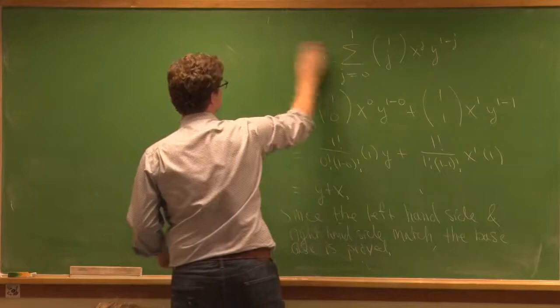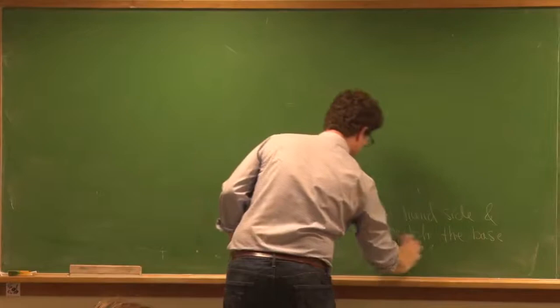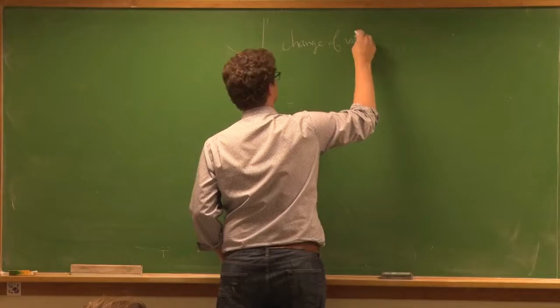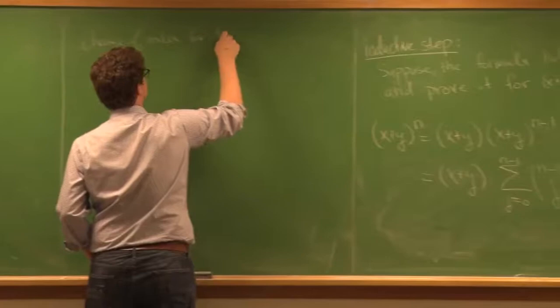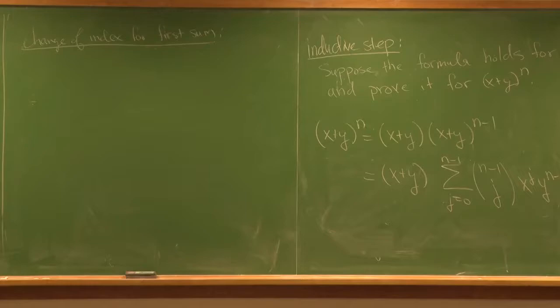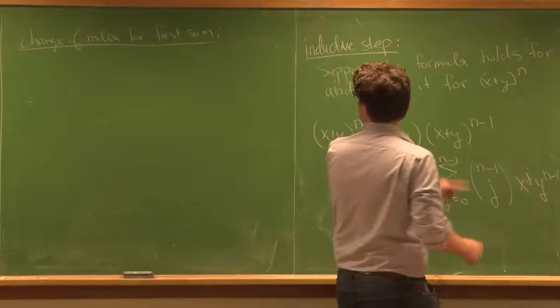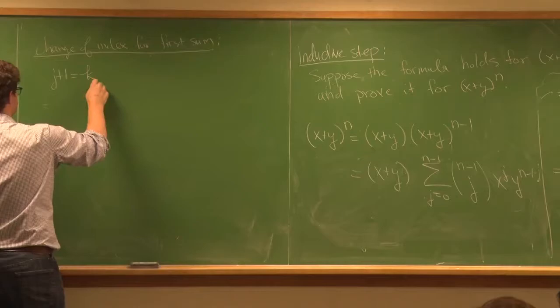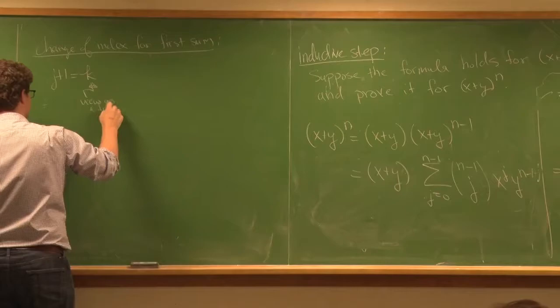So let me erase this, and I'll do the change of variables over here. Okay, let me give myself some space here. So we'll do the change of variables, or of index, I call it, index for the first sum. And this is exactly like a definite integral in calculus, like a u substitution. So this is kind of like a u substitution, except in the first sum here, I'm going to let j plus 1 be equal to k. So we view this as a function of j.